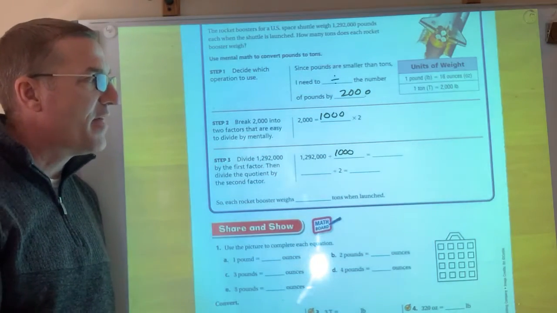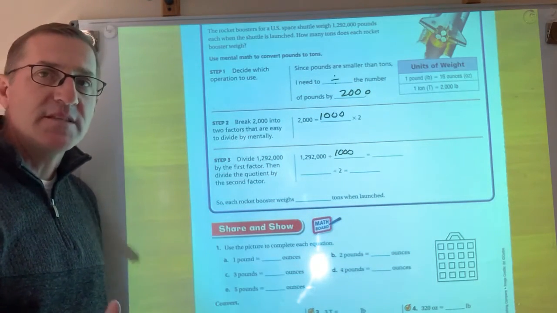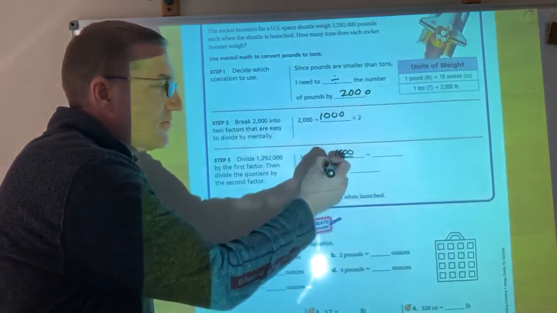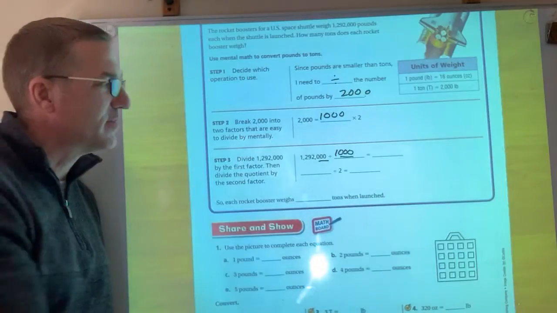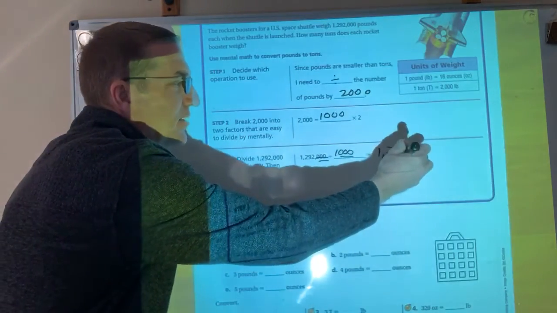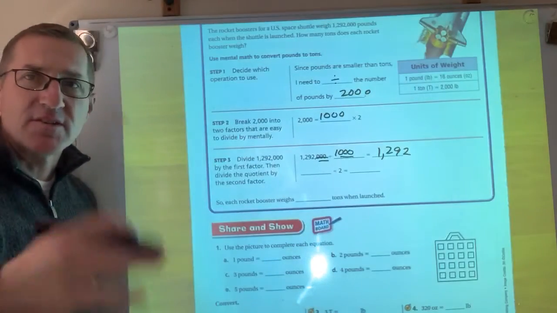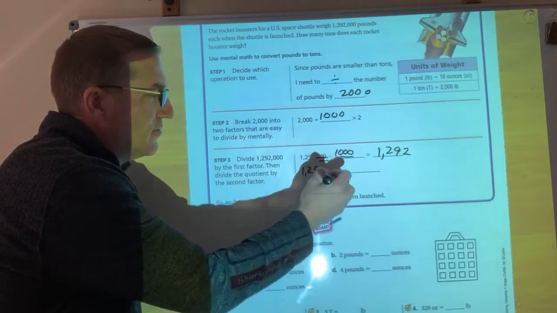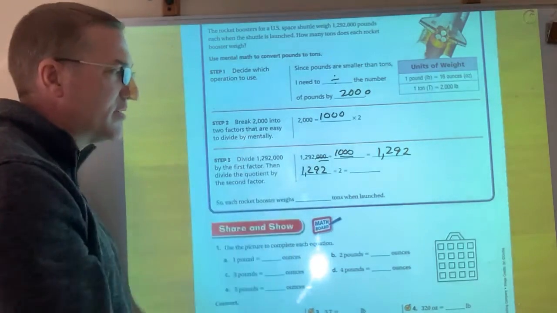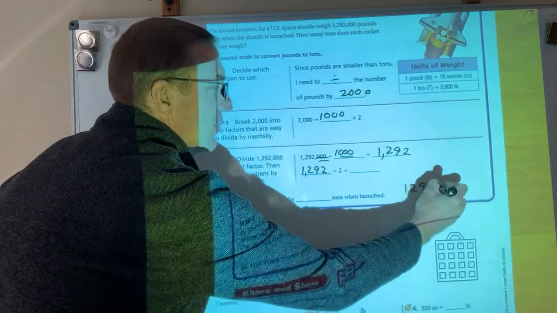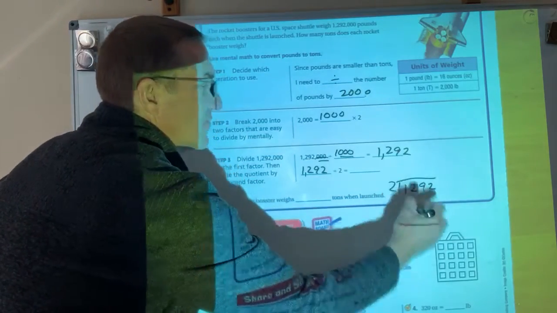So I'm going to take 1,292,000 and divide it by 1,000, which is something that you could do. And when I divide by 1,000, what am I really doing? I'm taking off how many zeros? So this is moving the decimal, right? I'm just going to take these off, and I'm going to get 1,292. Got rid of my zeros. Okay, so I take 1,292 and I divide that by 2. And of course, we never really like it set up this way.